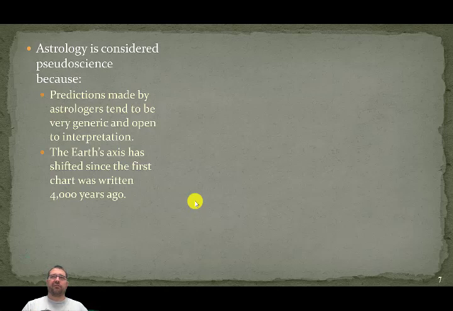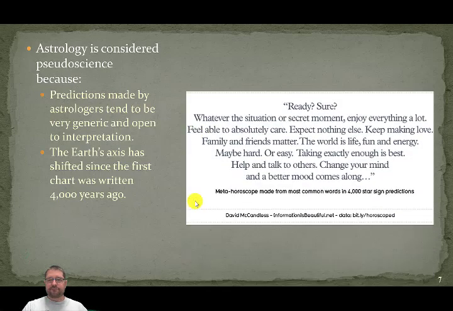Okay. The other thing is the Earth's axis has changed. It's shifted, and it does so often. And so when the zodiac charts and astrology were first generated and predictions were first generated, things have changed since then. So updates are needed, but then how do you update it given that you have no scientific method to provide? Okay.